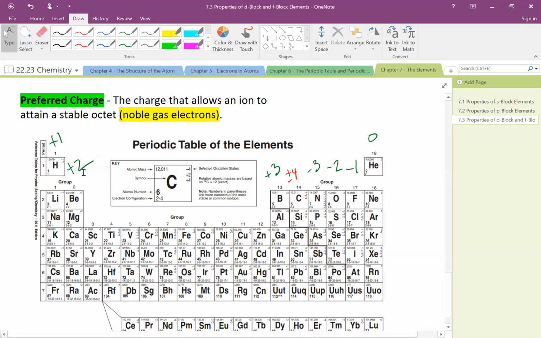So what we've done is outlined the preferred charges for our representative elements. And we've said everything in column 13 has a preferred charge of +3. Everything in column 16 has a preferred charge of -2. Again, this will play a very important role when we move on to our next chapter about ionic bonding.